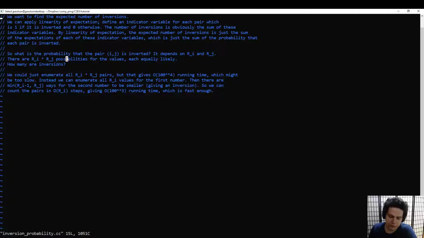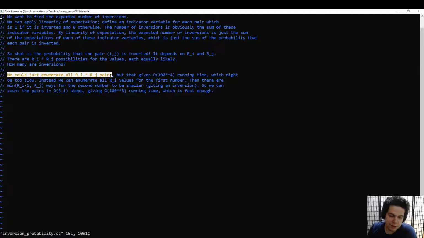So how many ways are there to fill out the values? Well, there's Ri ways to choose the first value and Rj ways to choose the second value. So there's Ri times Rj ways to choose them both. And each of these is equally likely, right? Because it's uniform. So we just need to count the number of those pairs that are inversions. So how do we do this?